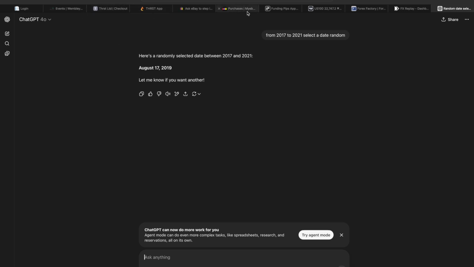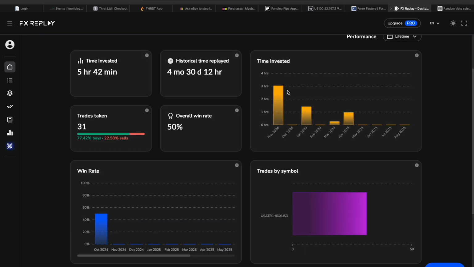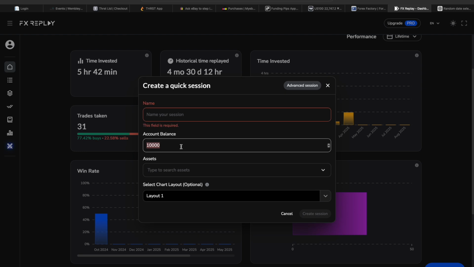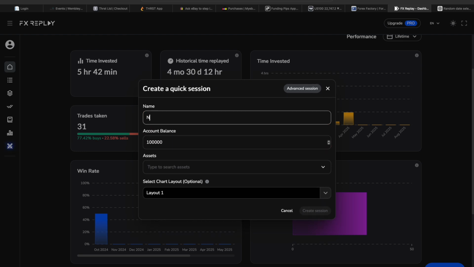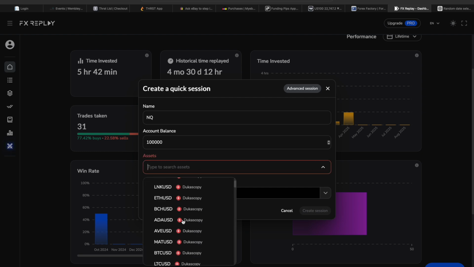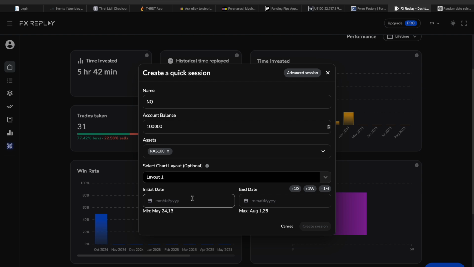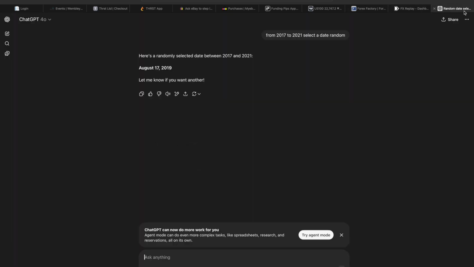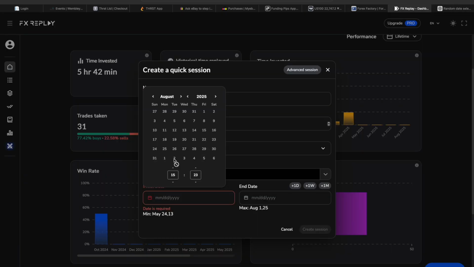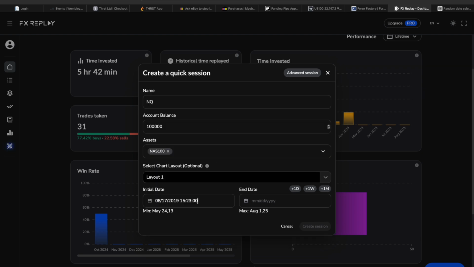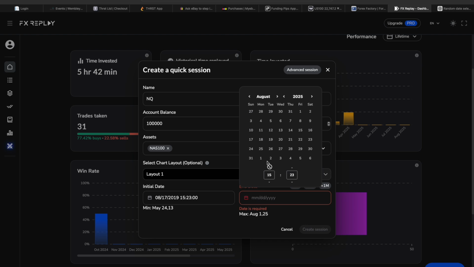FX Replay, let's do a new session. The asset would be, I think it was NDX over here, NAS 100. Initial date was, I think, 17th August 2019. Okay, end date last week.